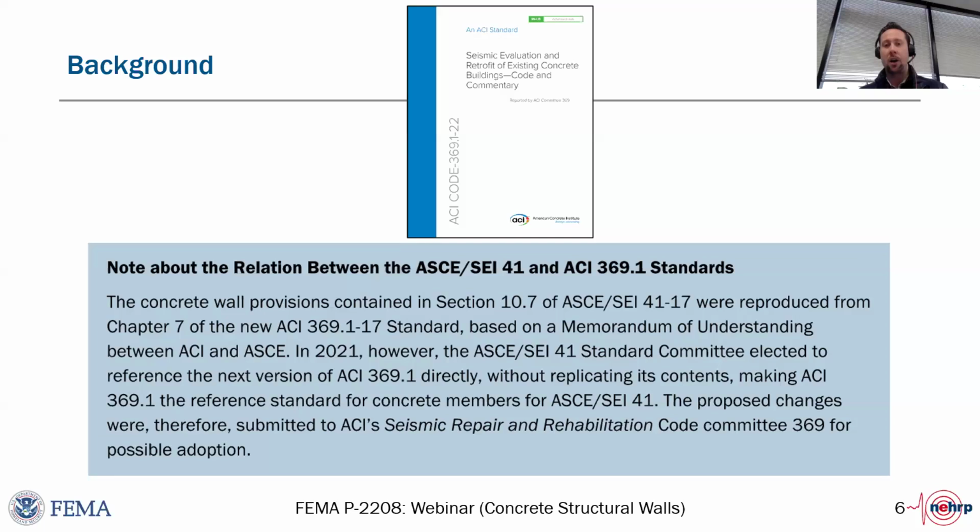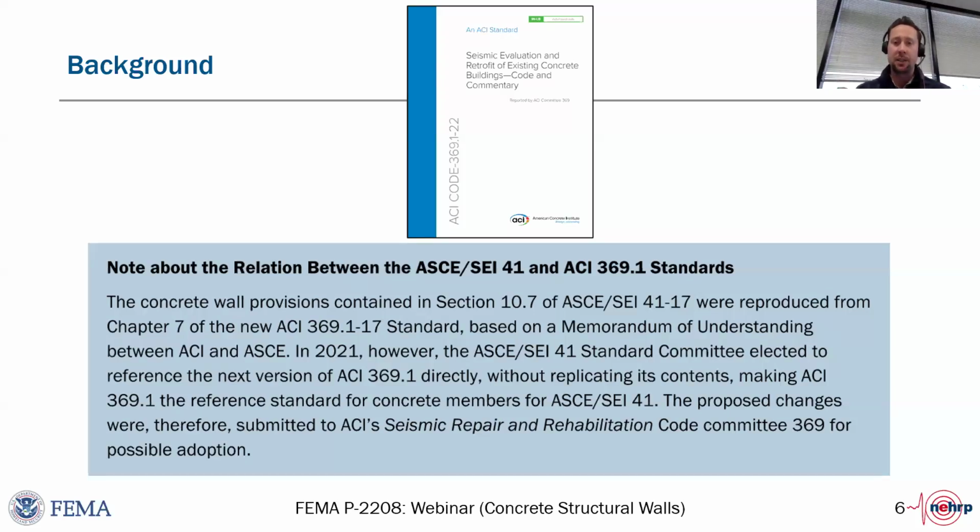The concrete chapter is now basically, the technical provisions are mostly handled by the committee ACI 369. And the same thing happened for the steel chapter, where there's a steel committee, AISC 342, who is now handling the technical updates on the steel provisions. So the way this works, there's a memorandum of understanding between the organizations, and I'm involved in both. ACI 369 basically develops all the technical provisions.